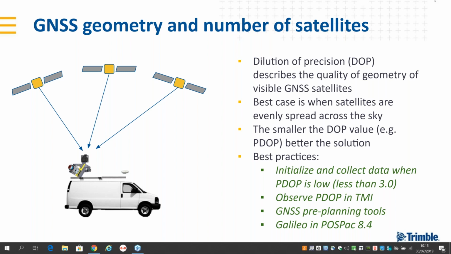And to give you some best practices regarding GNSS geometry and number of satellites, we have some tips we can give. So the first thing would be that you initialize the system. So start the mission and do the things you do in the start of the mission, and actually also collect the data when PDOP is low. And the value here is less than 3.0. So as I said, there's also a way to observe this PDOP value in the TMI. TMI is Trimble Mobile Imaging, the operation interface to the system. So this you can do in the field, observe it all the time.